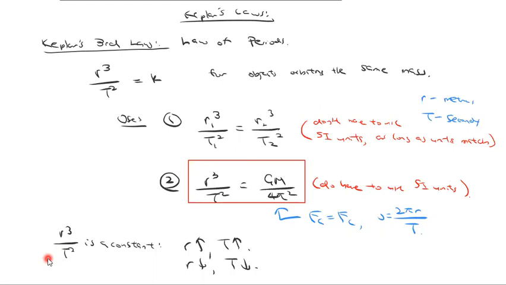Does it all make sense? If that confuses you, maybe another way to express it is r cubed over t squared is a constant. So another way to think about it is r cubed equals k times t squared. And therefore, as r goes up, t goes up. As r goes down, t goes down, and vice versa.